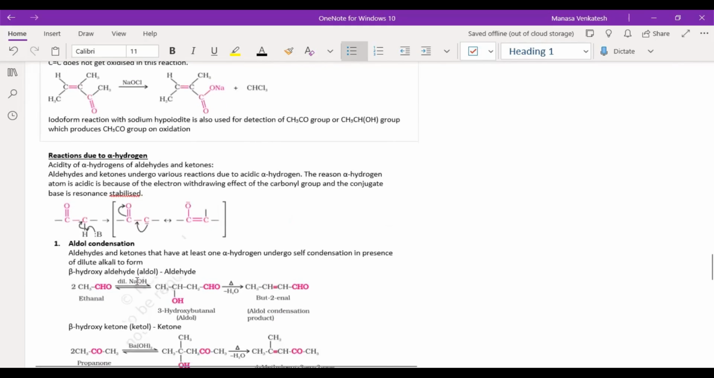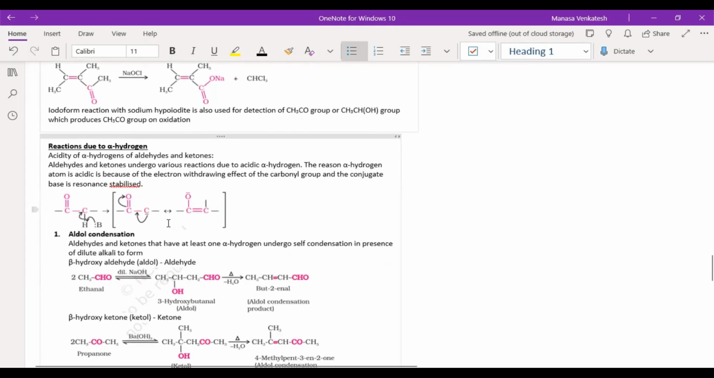Now, reaction due to alpha hydrogen. As I told you when we studied aldehydes and ketones, the alpha carbon is the one which is attached to the carbonyl carbon. And the hydrogens attached to the alpha carbon are called alpha hydrogens. This hydrogen atom is actually acidic in nature, and because of this acidic nature, carbonyl compounds undergo certain reactions.